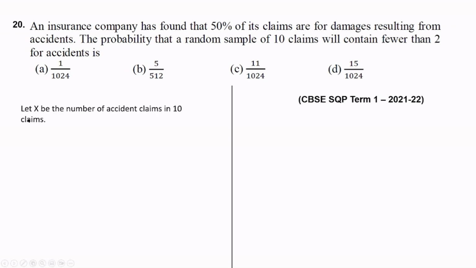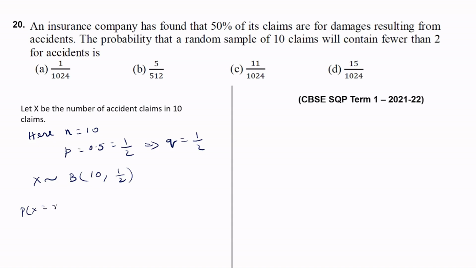So let x be the number of accident claims in 10 claims. So here we have n equal to 10 and p is the probability of success. Probability of success is the probability of an accident claim. Here they have found that 50% of the claims are for accidents. So p is 50%, which is 0.5, or it is half. From this we have q as half. So here x follows binomial distribution with parameters 10, half. So probability of x equal to r successes is given by nCr p^r q^(n-r).